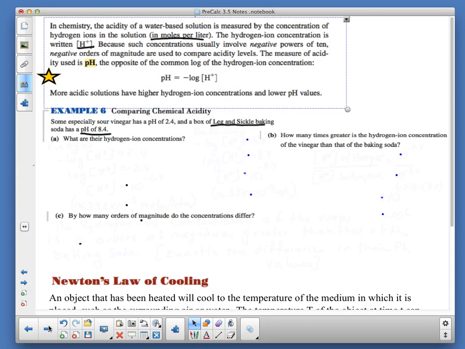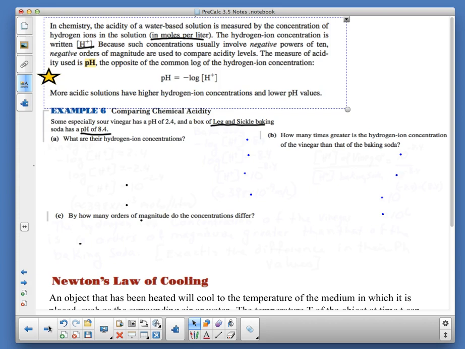Okay, all right. So this next one, in chemistry, the acidity. Acidity is a pH thing. It's also powers of 10. It is measured by a concentration of hydrogen ions in the solution in moles per liter, and the hydrogen ion concentration is written as H+. Because such concentrations usually involve negative powers of 10, negative orders of magnitude are used to compare acidity levels. The measure of acidity used is pH, the opposite of the common log of the hydrogen ion concentration.